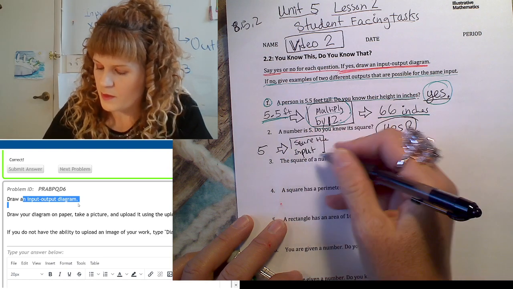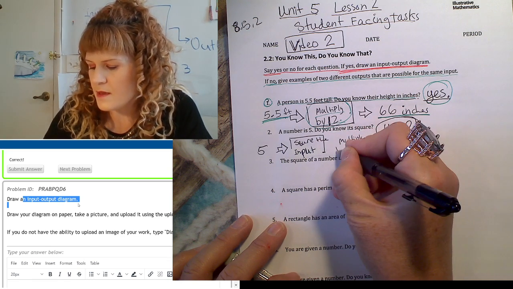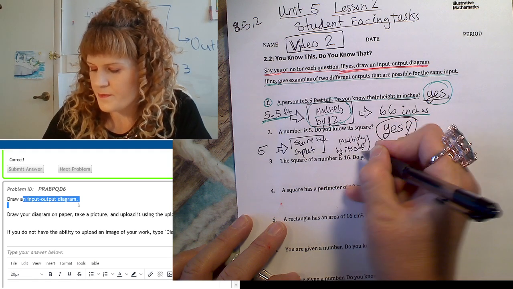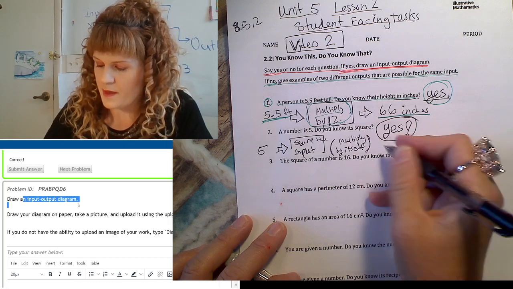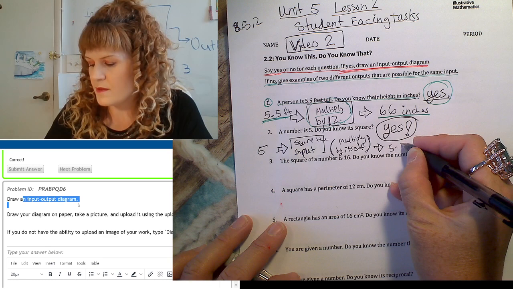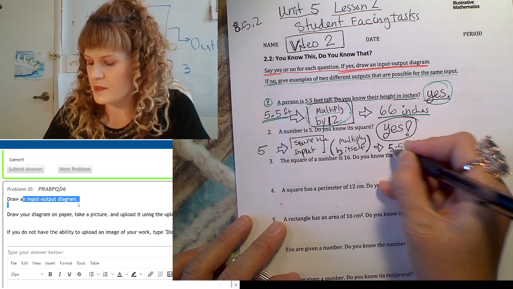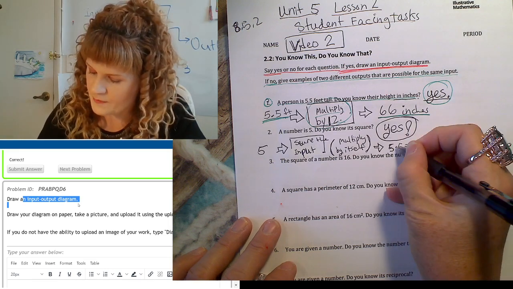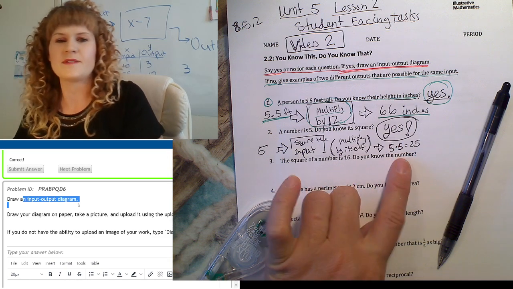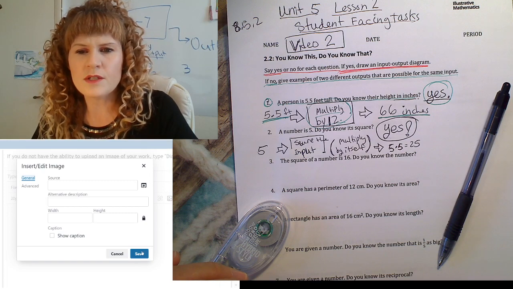There, square the input, or you can say multiply by itself. I think it's easier to say square the input. Then the output is going to be 5 times 5, which equals 25. Remember the little dot right here means multiplication? It's the same as parentheses. That's not a decimal point. That's 5 times 5. Take a picture and then upload your picture.